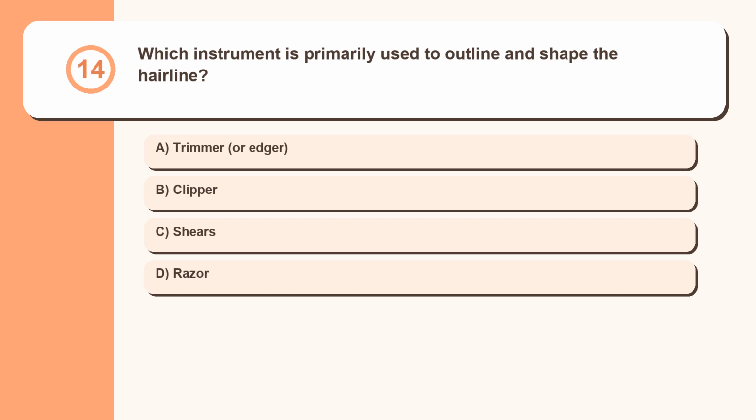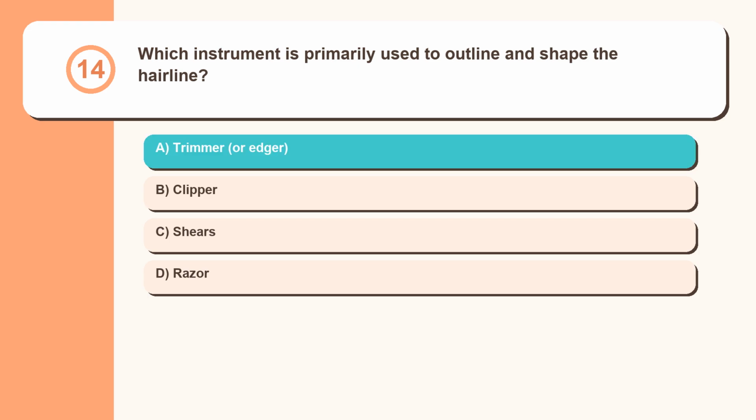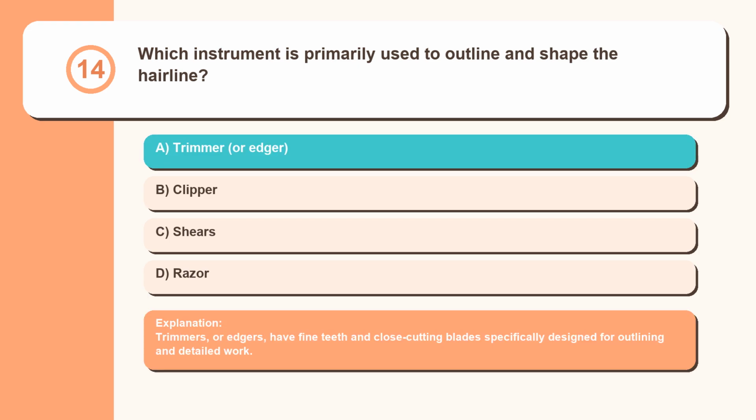Question 14. Which instrument is primarily used to outline and shape the hairline? Trimmer or edger, clipper, shears, razor. Trimmers, or edgers, have fine teeth and close cutting blades specifically designed for outlining and detailed work.